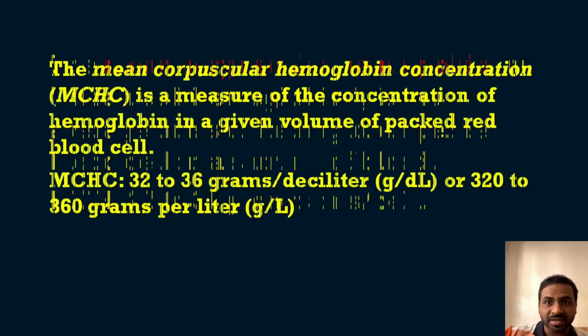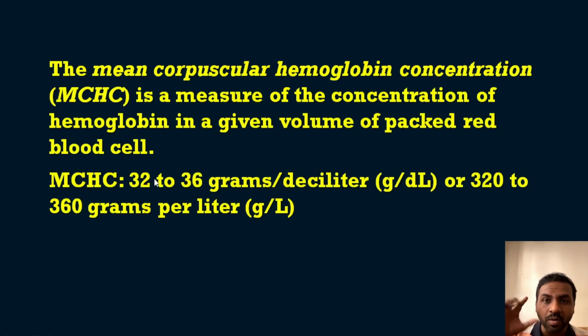And we will see next the mean corpuscular hemoglobin concentration, otherwise known as the MCHC. So it is a measure of the concentration of hemoglobin in a given volume of packed red blood cells, and the normal MCHC is 32 to 36 grams per deciliter, or otherwise 320 to 360 grams per liter. Okay, so this is the mean corpuscular hemoglobin concentration. So the concentration of hemoglobin in a given volume of packed red blood cells.